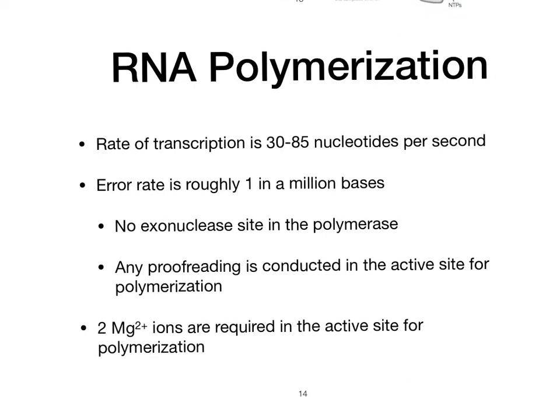RNA polymerization transcribes at roughly 30 to 85 nucleotides per second, which is slower than we saw for DNA polymerization. The error rate is roughly 1 in a million bases, which tells us that there is a proofreading mechanism. Unlike DNA polymerization, the exonuclease site is contained within the active site. So we don't necessarily unwind, but in the event that something is incorrect, the offending bases are immediately removed. There are 2 magnesium ions required in the active site for polymerization. These function quite similarly to the ones in DNA polymerization, where they are orienting the incoming bases.